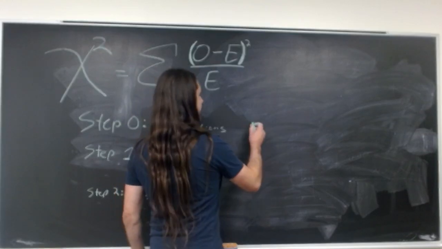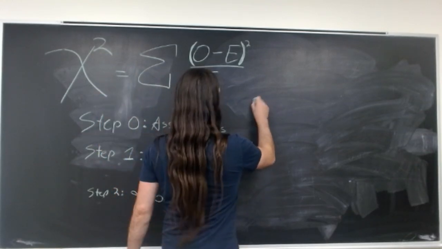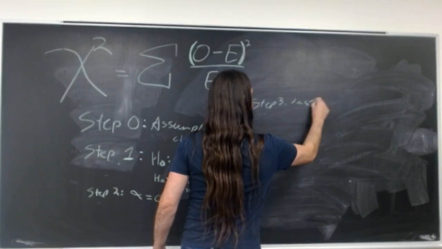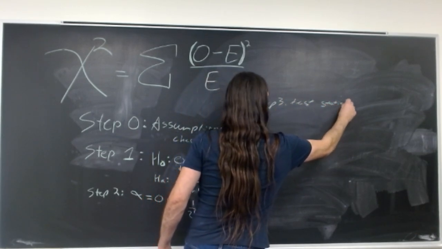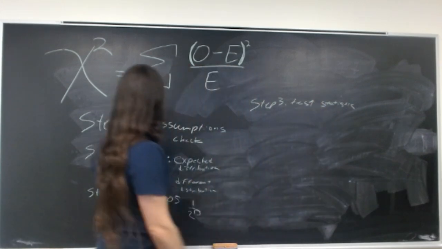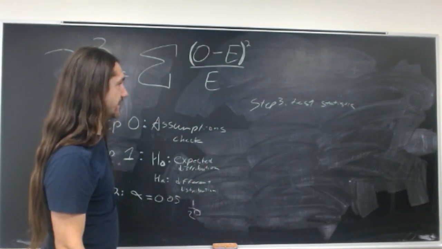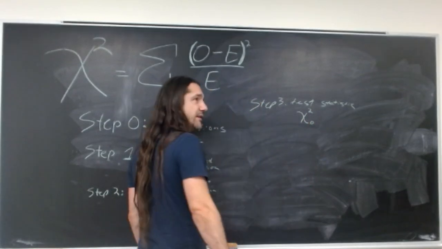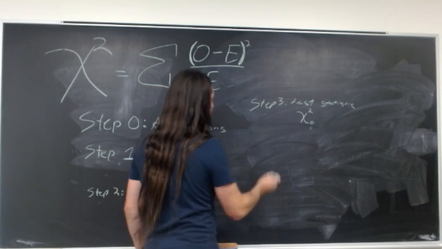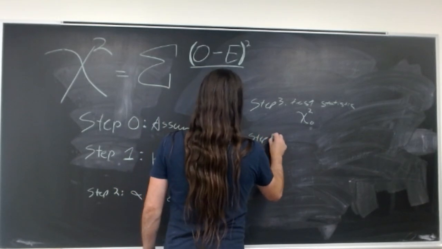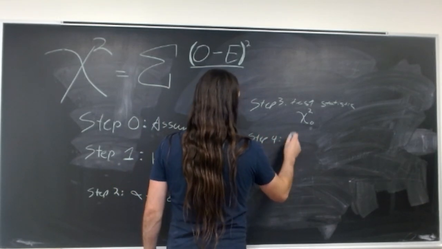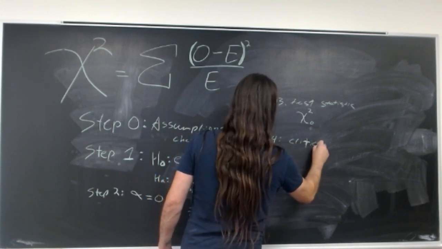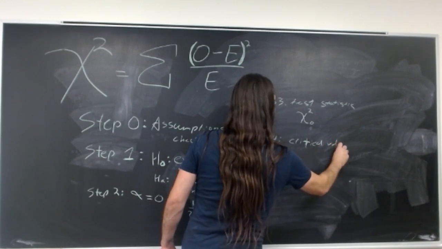Cool. So step 3 is the test statistic, which is this guy. Good. All right. Chi-squared, our test statistic, which we can denote something like this. Typically, I see a naught there, so the subscript 0 for a test statistic. Step 4 will be a critical value, which we can call crit.